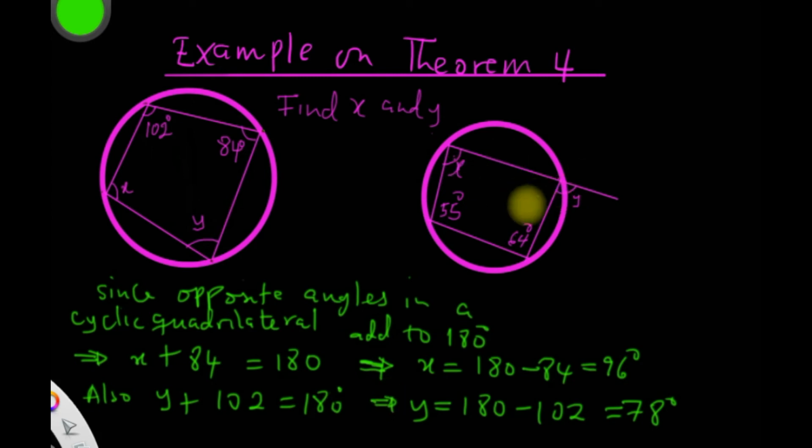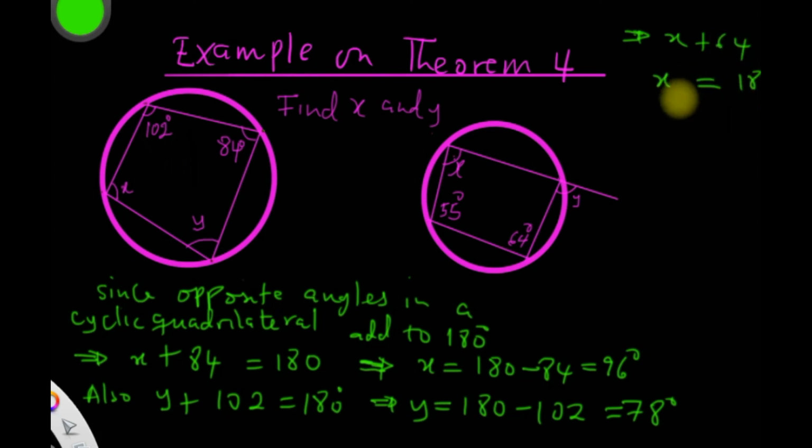Okay, so let's look at this example. In this one you have to find what? s and y. We are still finding s and y here. We know that s and 64 are opposite angles in the cyclic quadrilateral. So when we add them, we have to get 180. s plus 64 will give us what? 180.